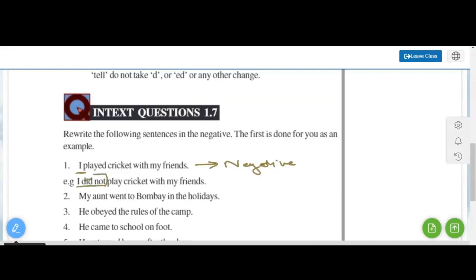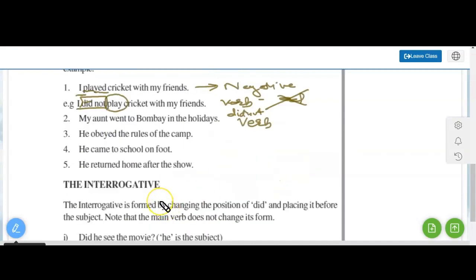So what is happening here? You can see I did not. The first form is used. Played, the ed word got changed to first form of the verb. The ed will be unavailable and the verb will be used in front of that. Did not is used. Same way, the rest of the sentences, the things will be same, and you can see for the further questions.